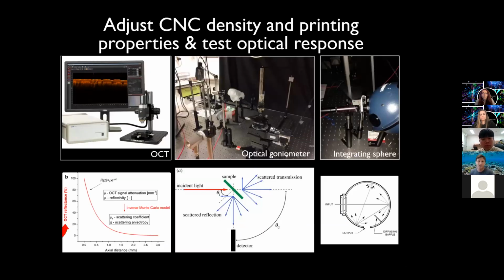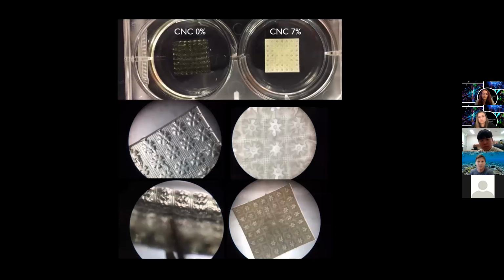And in order to do this, we did a lot of bio-ink adjustments, using different techniques such as OCT, but also using the optical goniometer and integrating sphere to characterize the optical properties of our hydrogel scaffolds, and then tuning them. Here's an example of the skeleton, 0% CNC, and that's 7% CNC. So you can see the scattering visible by naked eye.